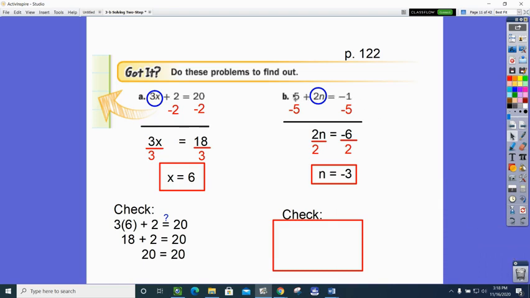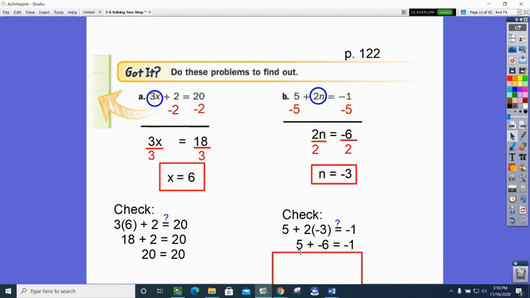We're going to go back in our original. The n leaves, and the -3 is going to take its spot. 5 plus 2 times -3, does it equal -1? Careful, careful, careful. Order of operations, don't add. You got to multiply first, jump over the adding. 2 times -3 would give you 5 plus -6. And sure enough, 5 plus -6 is -1. And that shows a good check, so the answer is -3.